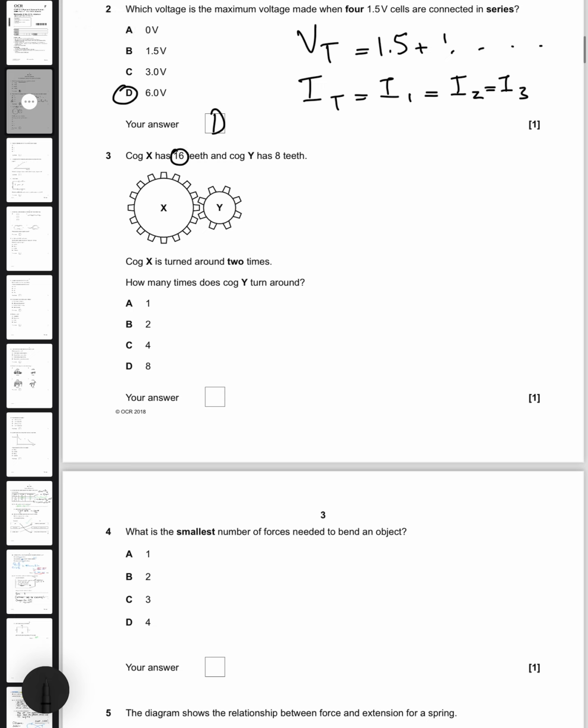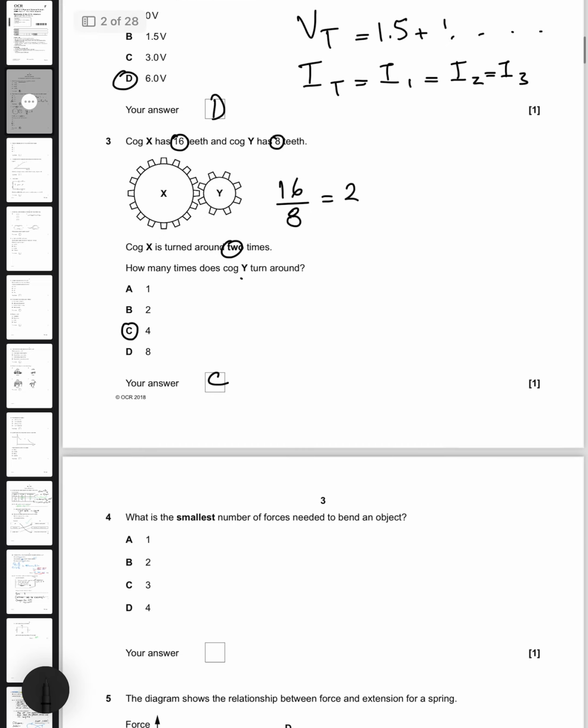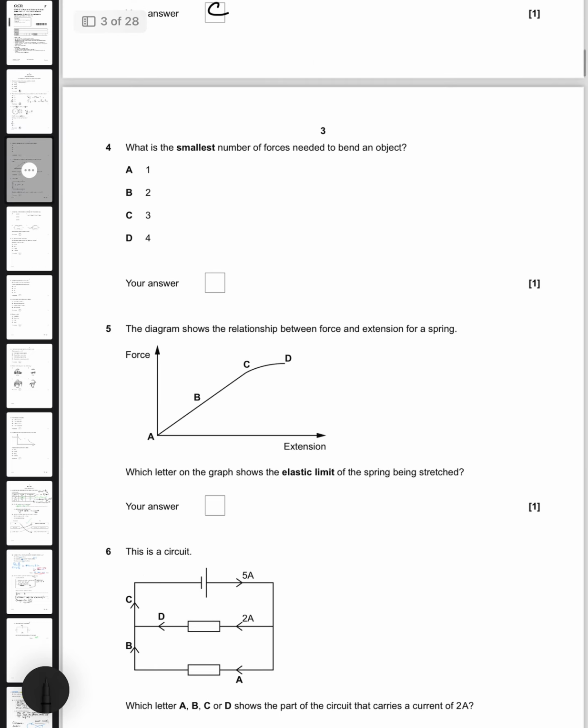Now, let's take a look at question number 3. Cog X has 16 teeth and Cog Y has 8 teeth. Cog X has turned around 2 times. How many times does Cog Y turn around? Now, if you divide 16 by 8, you'll find out the number of turns that Cog Y does each time that Cog X turns. So we're going to get 2 turns. And because it's actually turning 2 times, 2 times 2 is 4, so the answer is C. That means that for each turn that X does, Cog Y does 2 turns, and since it's doing 2 turns, then Cog Y should do 4 turns.